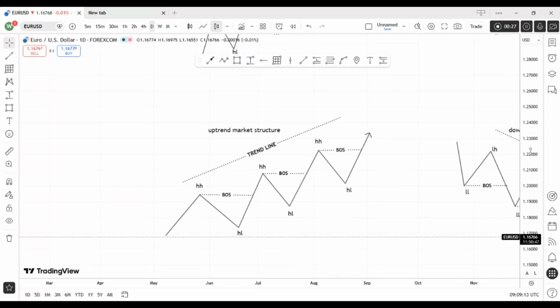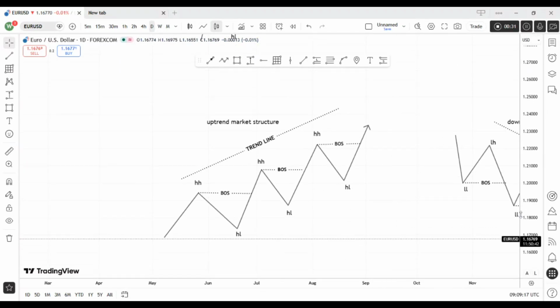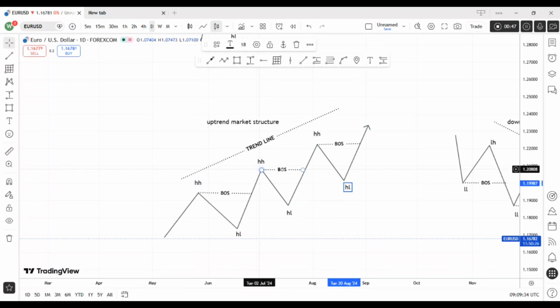In an uptrend market structure, the market is forming a series of higher highs and higher lows, higher high and a higher low, higher high and a higher low. So when a higher high is broken, it forms a break of market structure. A break of market structure is formed after a higher high is broken.